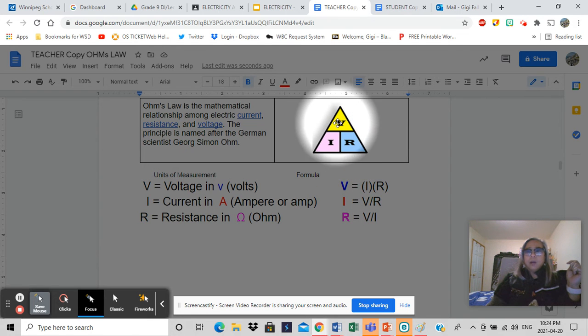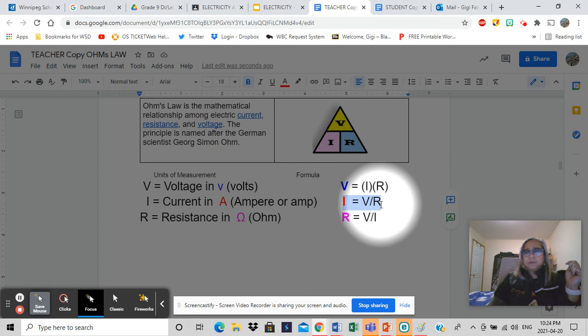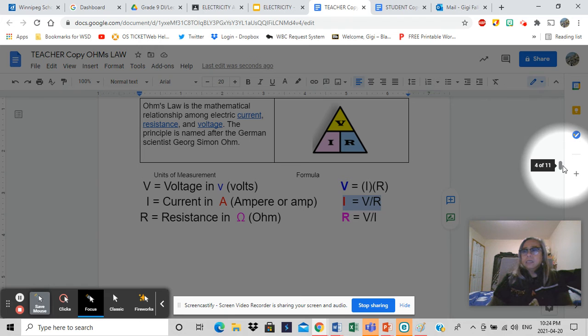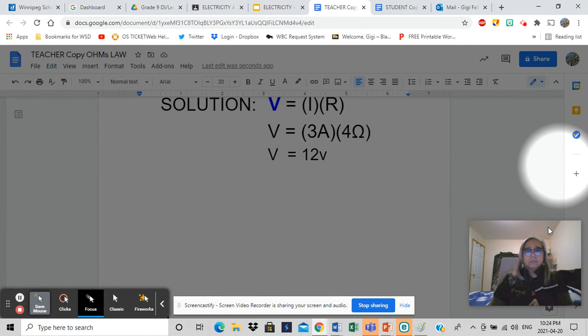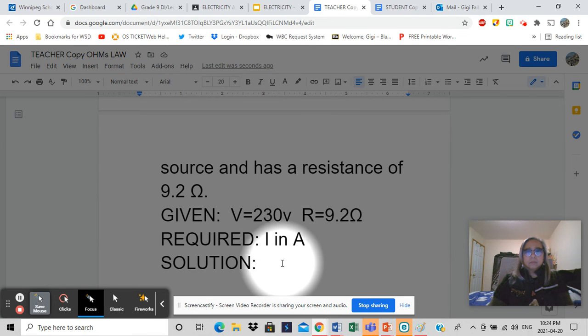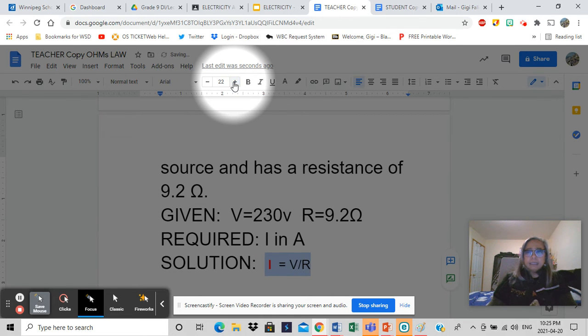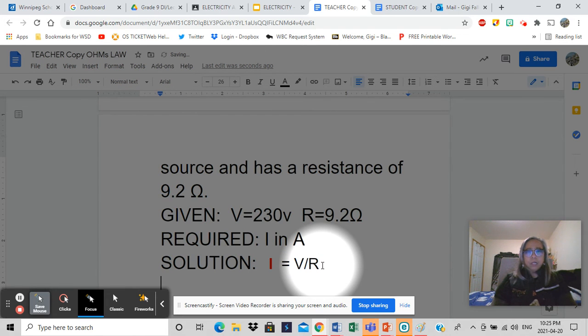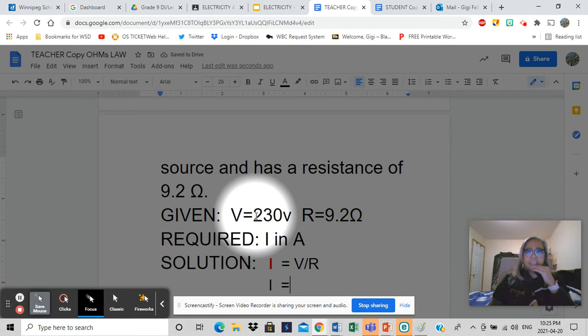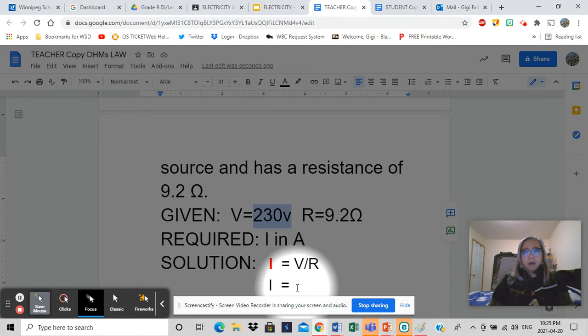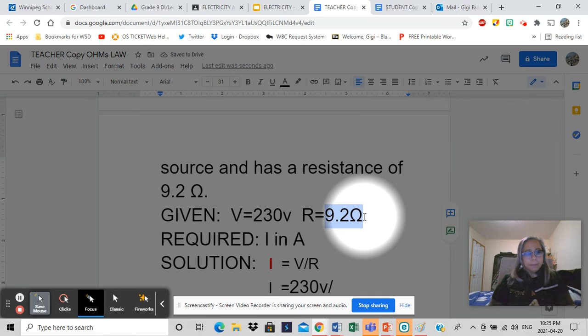Cover I, you now have V divided by R. So let me just copy this formula. Then I scroll down. So this is now the formula that you need to use. Again, notice how I'm trying to change the size. You can see the plus sign there. I click on that till it becomes bigger. Okay, so this is now the formula. So I now is, what is V? V is 230 volts. Then copy that, divided by what? This is the R, so you can also copy this.